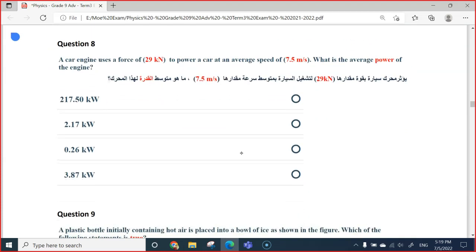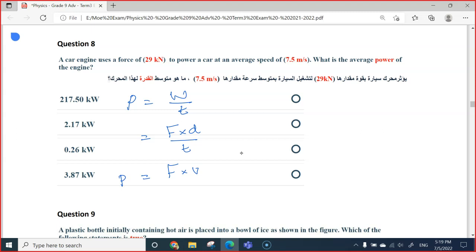Question number 8. A car engine uses a force of 29 kilonewton to power a car at an average speed of 7.5 meter per second. What is the average power of the engine? So we have this equation to calculate power. Power P is equal to work done divided by time, that is force into displacement divided by time. Force into displacement by time is equal to velocity or speed. So power is equal to force multiplied by the speed of the object.